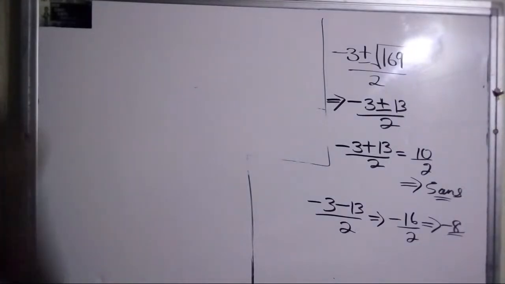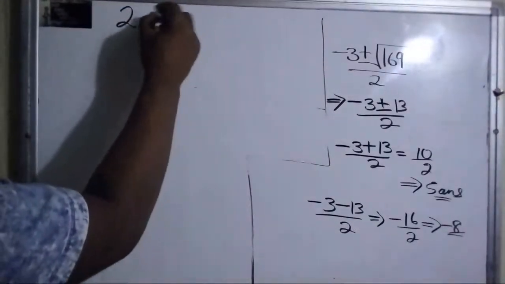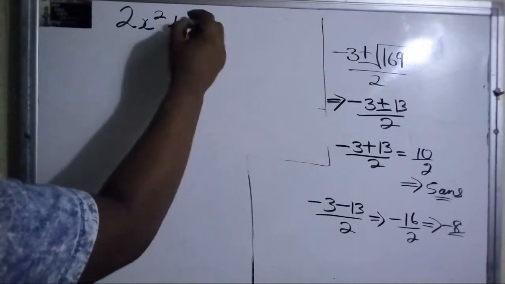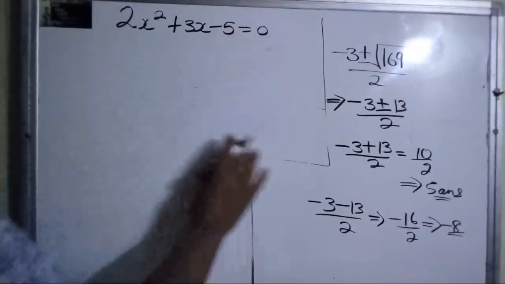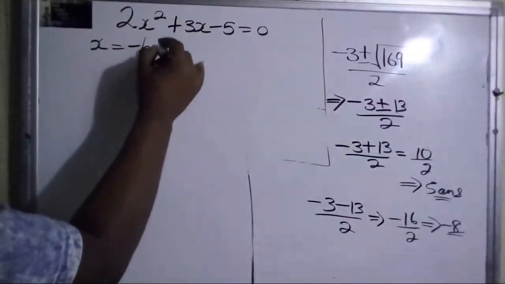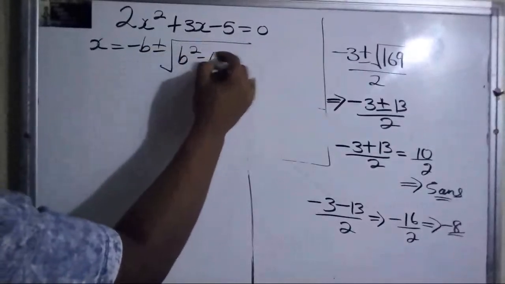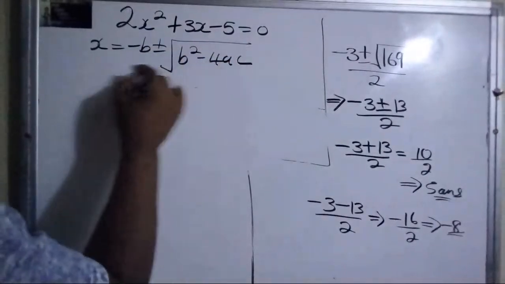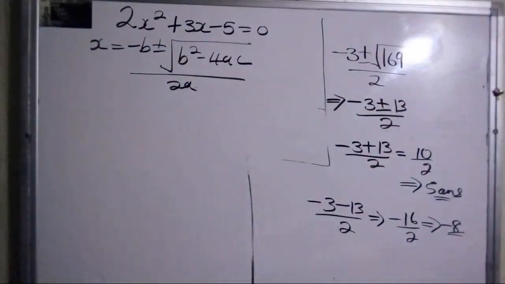So we have 2x squared plus 3x minus 5 equals 0. Remember, this is the formula. X equals minus b plus or minus the square root of b squared minus 4ac all over 2a. Alright? Let's go, guys. Let's go.